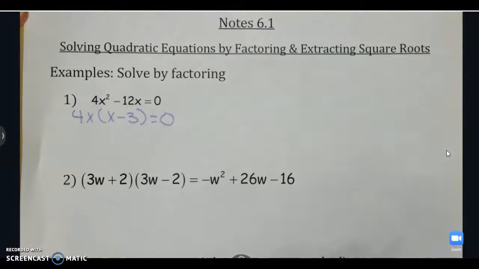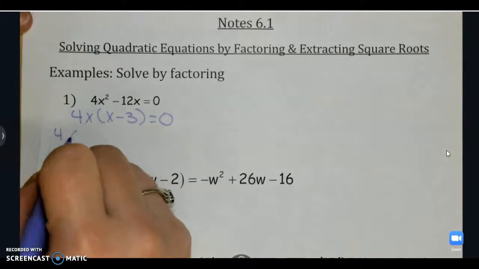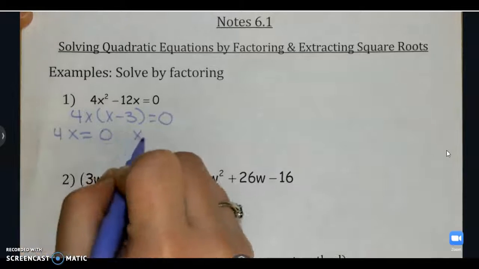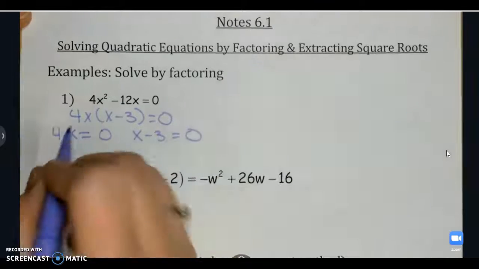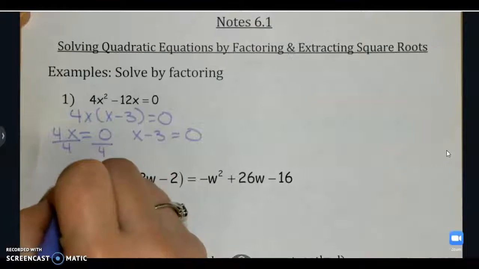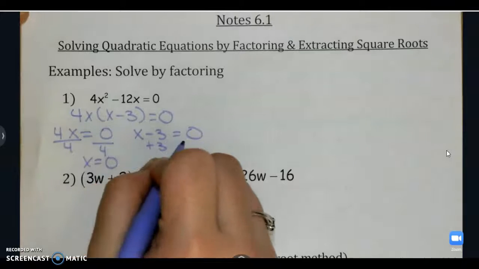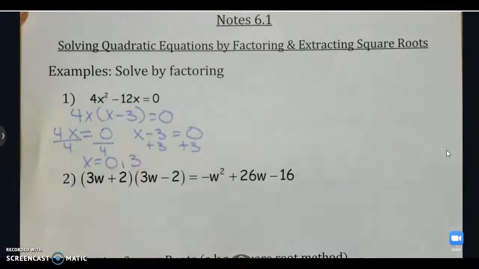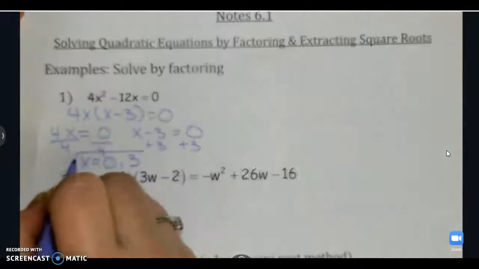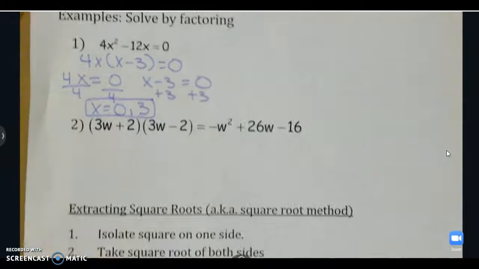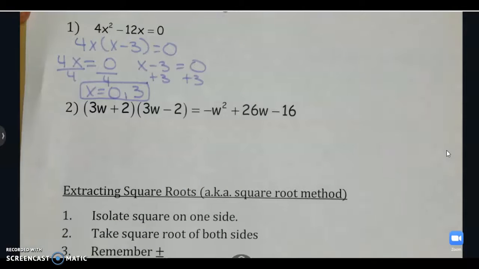And then this expression can't be factored further, so we set each piece equal to 0 to solve for x. So we get that x is 0 or x is positive 3. So those are our two solutions on number 1. Looking at number 2, I need to get this where everything is on one side and it's equal to 0.